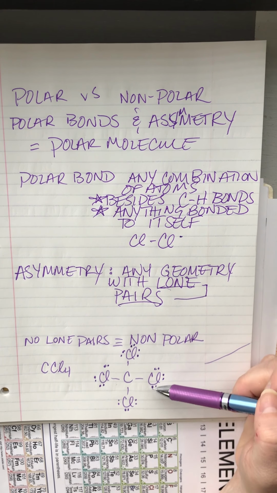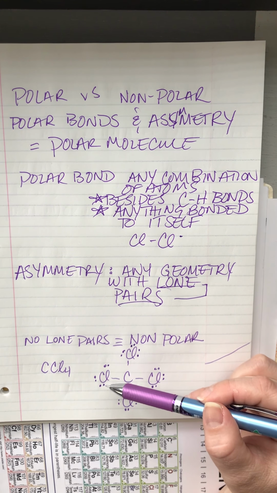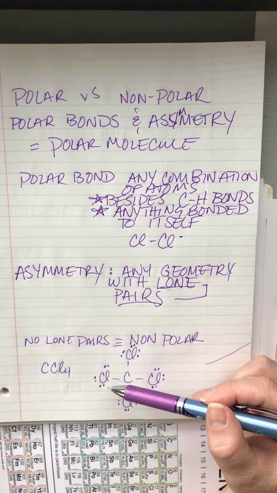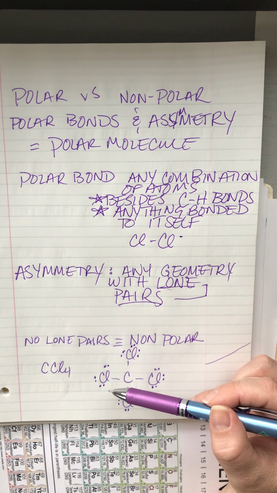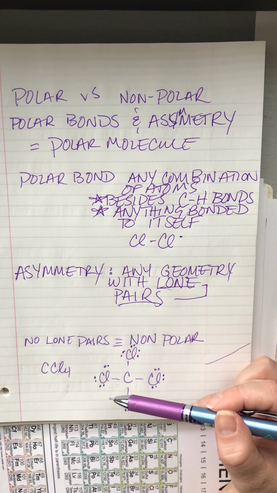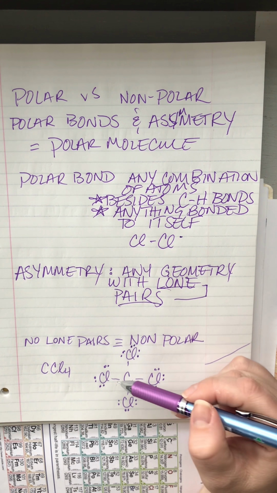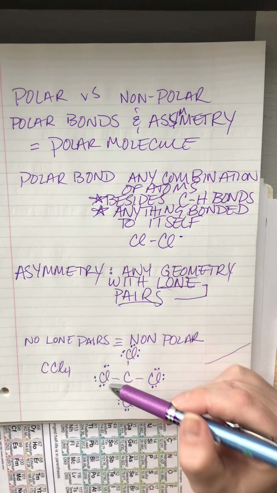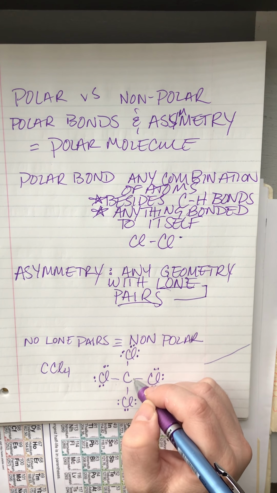So in this molecule, carbon and chlorine definitely have a polar bond, right? Is everybody okay with that? Carbon and chlorine polar bond. Because the chlorine has a higher electronegativity? That's exactly right. The chlorine is more electronegative than the carbon.